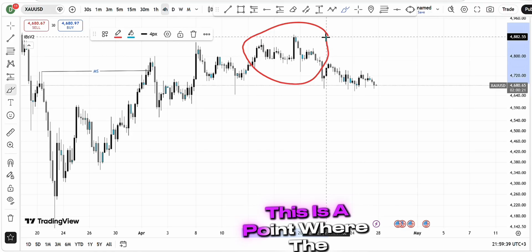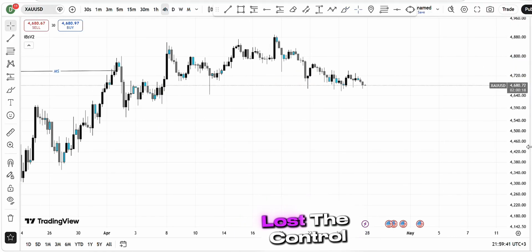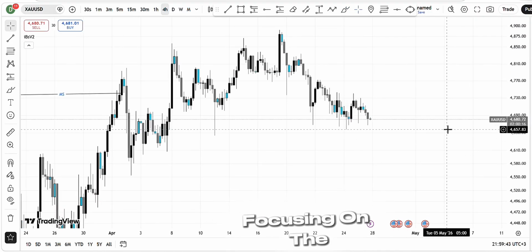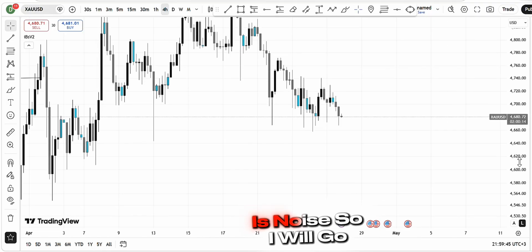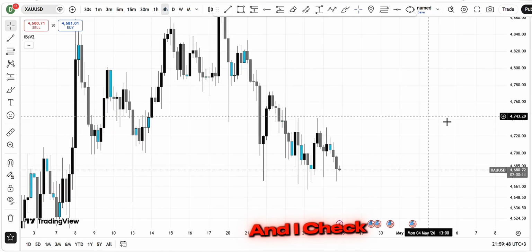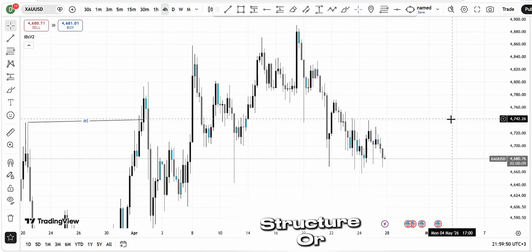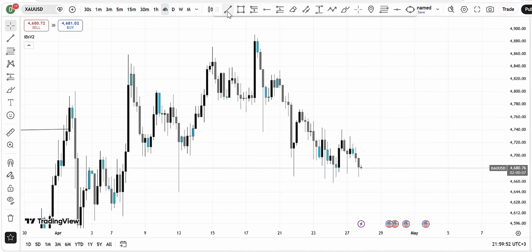This is the point where they lost control, and this is where I'm going to be focusing. The rest is noise. So I check when was the last time the market broke structure or shifted. It was at this point.